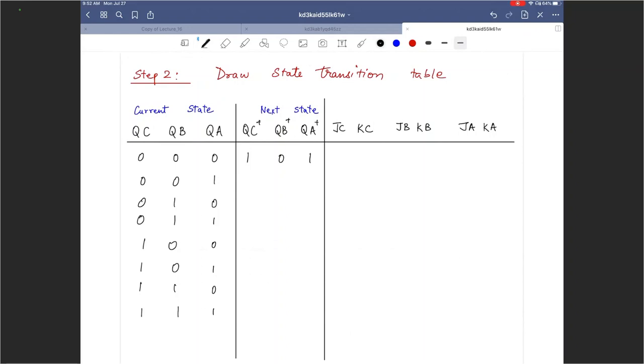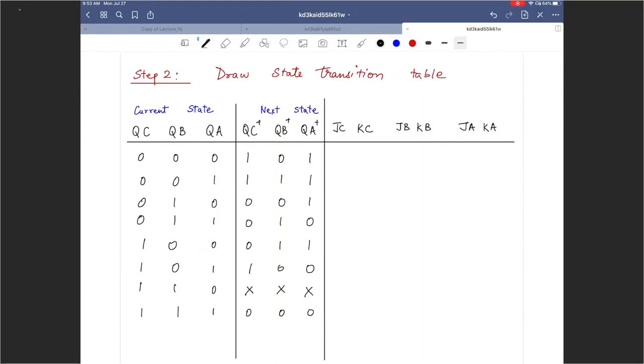After 1, you guys said 7. After 2, you guys said 1. After 3, you had 2. After 4, you had 3. After 5, it was 4. And after 6, oh, 6 wasn't there. So after 6, it was don't care. X, X, X. I don't know. I don't care. And after 7, you had 0. So current state going to the next state for all the 3 bits, the flip-flop outputs, right?